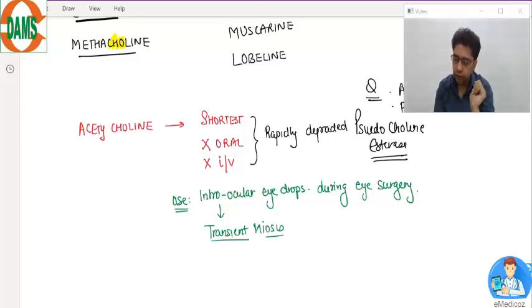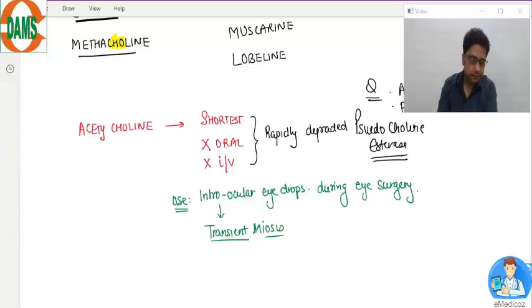And why do we want to produce this short lasting miosis? To check whether our iris is damaged or not. If it is not damaged, it will respond and produce miosis. If the iris is damaged, it will not undergo miosis. To check the responsiveness of the iris, we give acetylcholine during eye surgery.